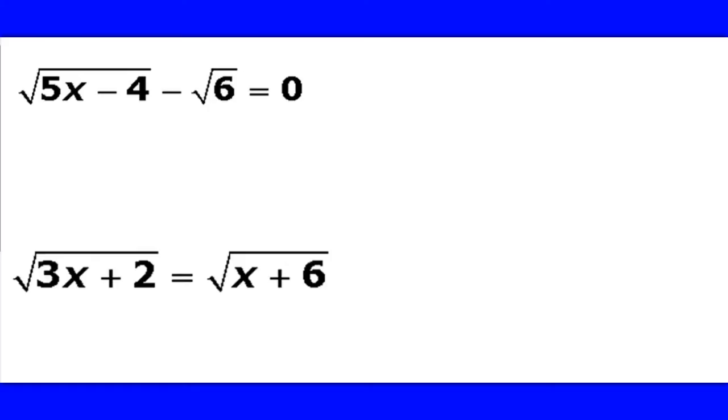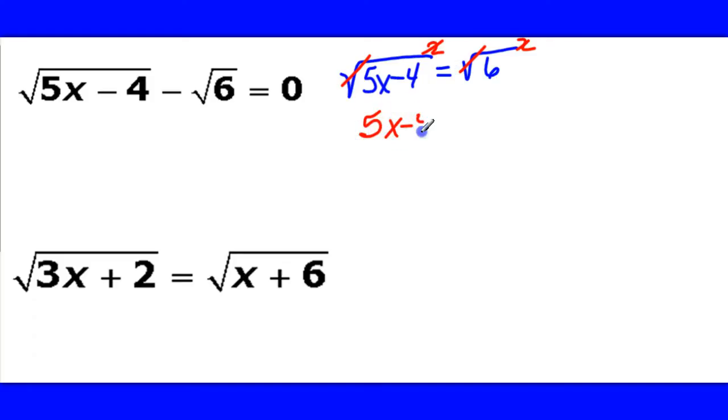Okay, for this first one, I would start by adding radical 6 to both sides. That's going to give you radical 5x minus 4 is equal to radical 6. Now, since both sides are radicals, I can square both sides, and the square and the square root get rid of each other, and I'm left with 5x minus 4 is equal to 6. And then we can go ahead and solve this: add 4 to both sides, divide by 5. X is equal to 2.